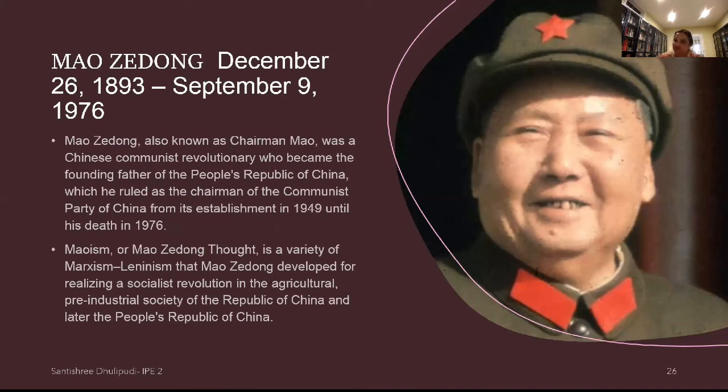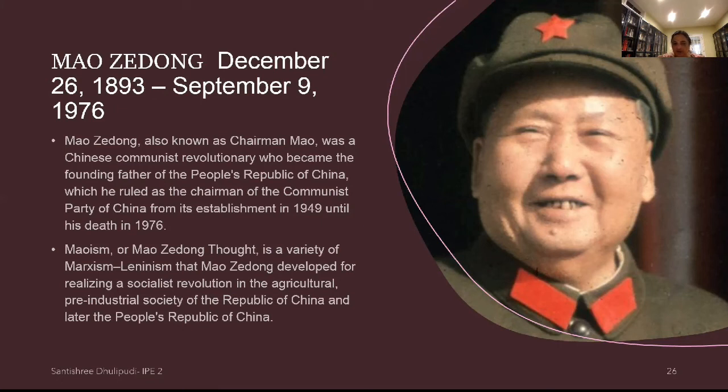Mao Zedong, a person who greatly admired Joseph Stalin, December 26, 1893 to September 9, 1976. Mao Zedong, also known as Chairman Mao, was a Chinese communist revolutionary who became the founding father of the People's Republic of China, which he ruled as the chairman of the Communist Party of China from its establishment in 1949 until his death in 1976.